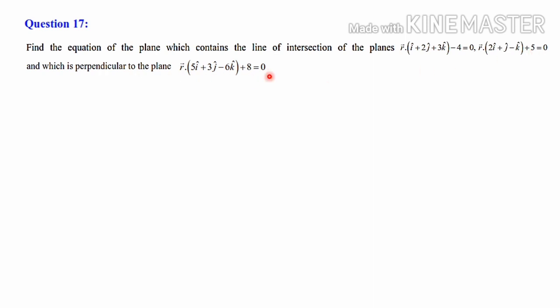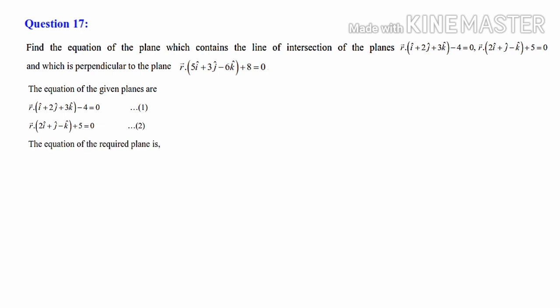So there are three planes here. Let's take the equations of the planes. The first plane equation we have taken as equation number 1, and the second plane equation as equation number 2. We are going to calculate the equation of the plane passing through the line of intersection of these two planes, that means P1 plus lambda into P2 equal to 0. We have written P1 plus lambda into P2 equal to 0.